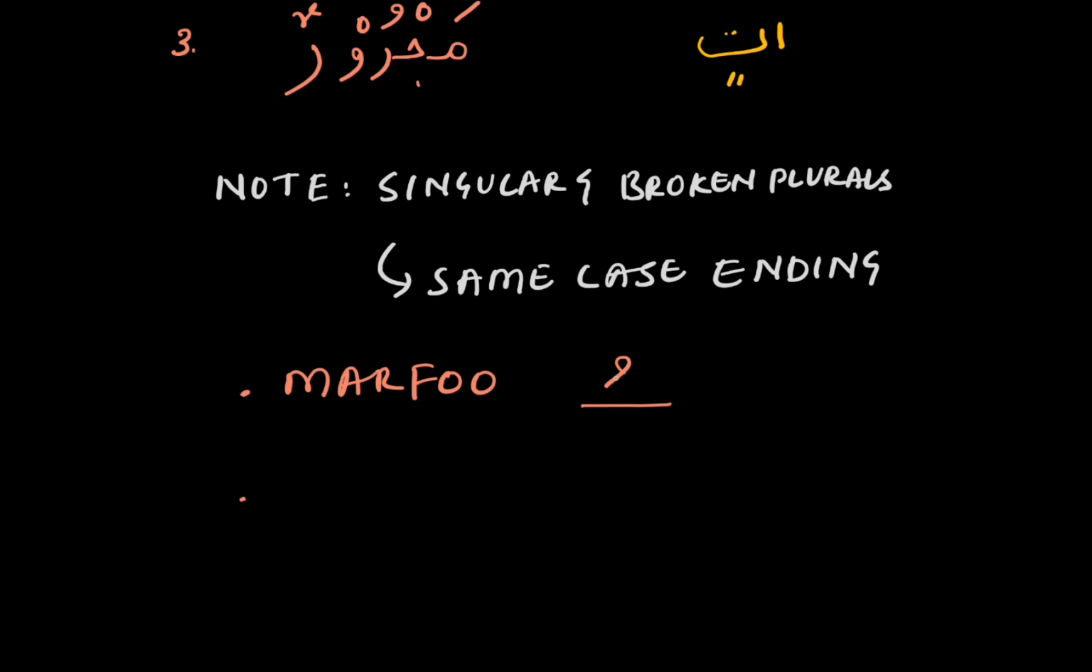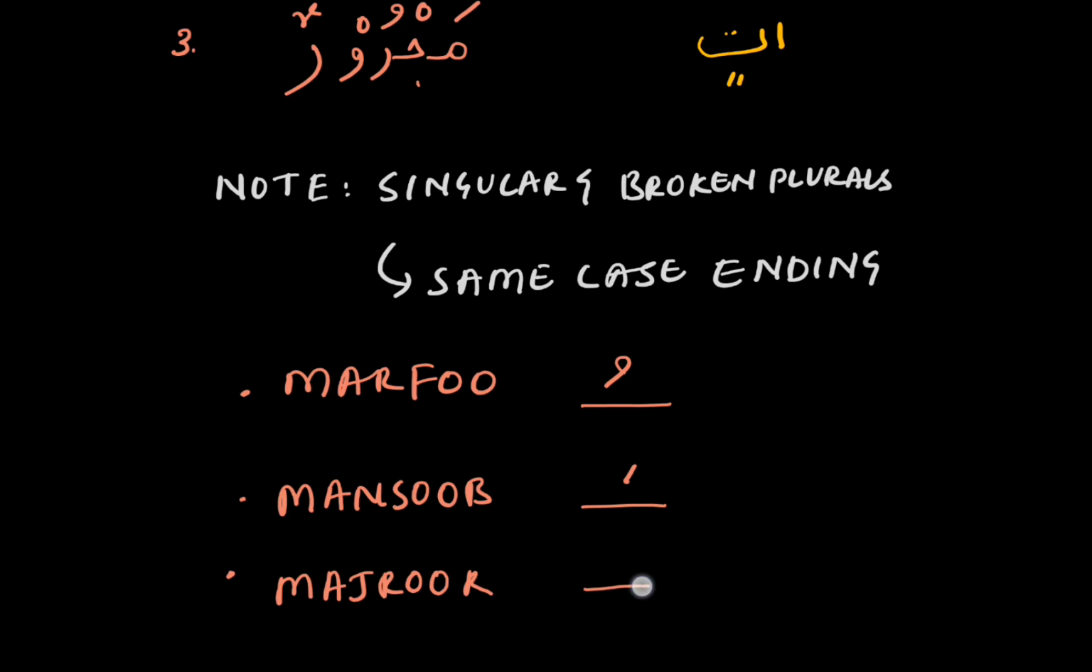So for the marfu state they have dhamma at the case ending. Both the singular nouns and the broken plurals will have dhamma at the case ending. Now in the mansoob state, both will have fatha at the case ending, single fatha or double fatha. Similarly for the majroor state, both the singular nouns as well as the broken plurals will have the kasra at their case ending, that is single kasra or double kasra; mansoob state single fatha or double fatha; or the marfu state single dhamma or double dhamma. So these singular and broken plurals are known as twin brothers because they have the same case endings.